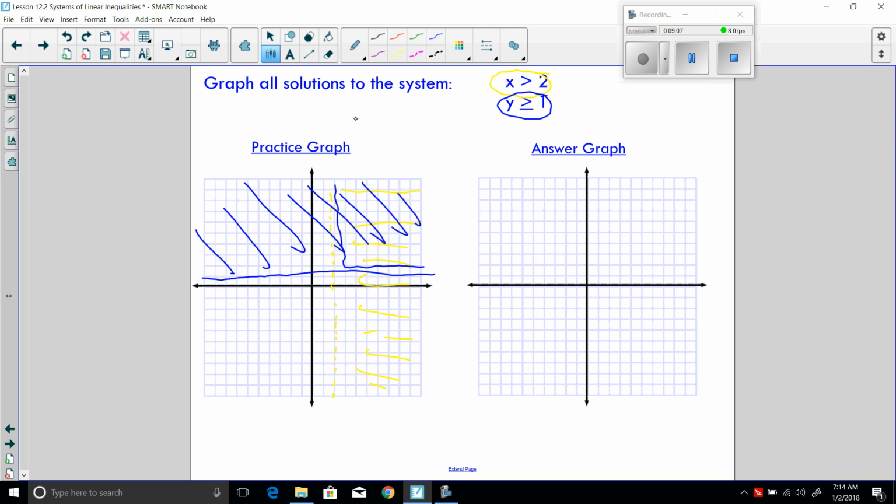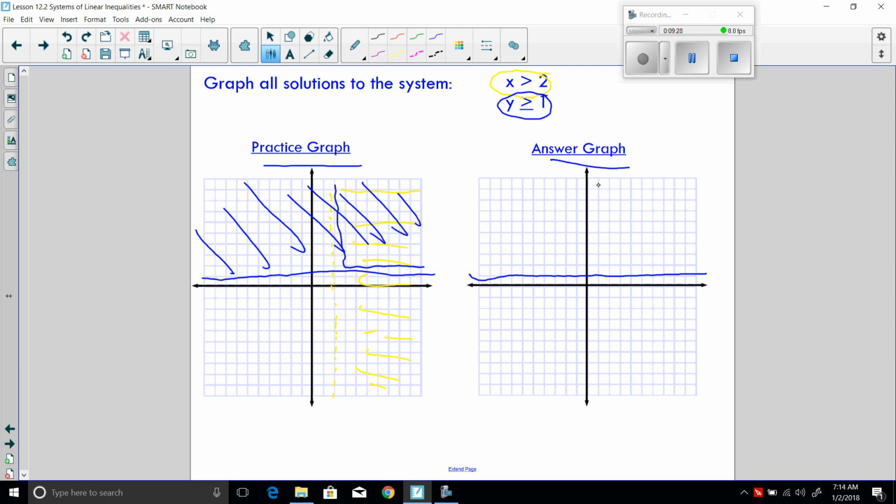So you notice I have a practice graph and an answer graph. If you think that your practice graph looks really good, you look at it, you're like, hey, Mr. Vespa, I can definitely tell what the double shaded region is. You do not have to use the answer graph. However, if you're unsure of what I will think your answer is, the best thing to do is to go over and use the answer graph.